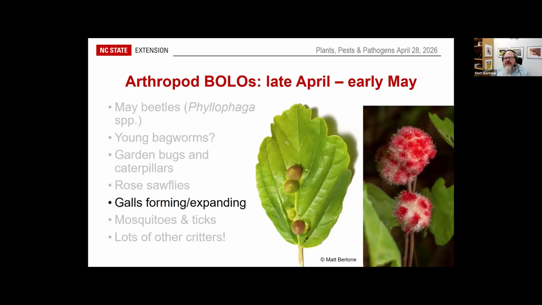We did get a picture from a master gardener the other day in email. I didn't get to use it because I already had this one in there, but galls are starting to form and expand on plants. So these are witch hazel cone gall aphid galls, as well as these are young wool sower galls on white oak. And these pom-poms are multiple little wasps developing in them. So be on the lookout for them. They typically don't cause serious damage.